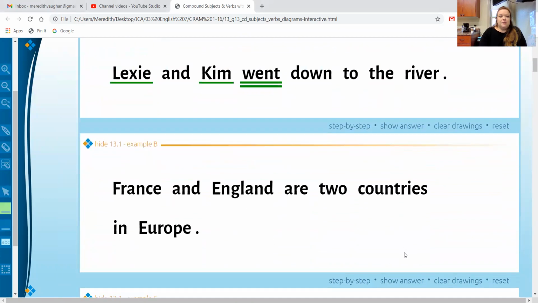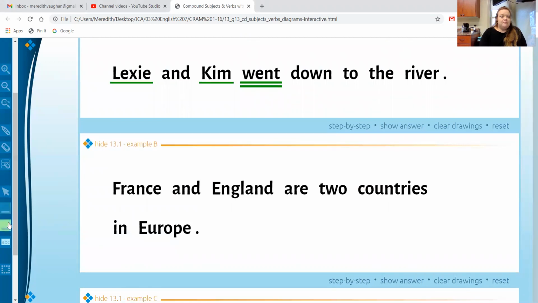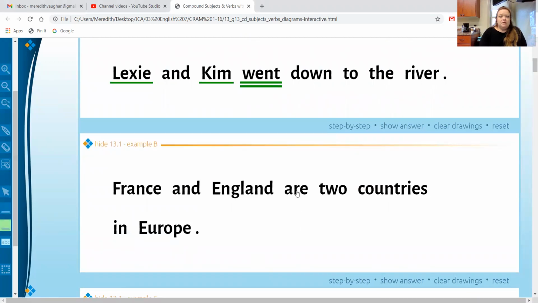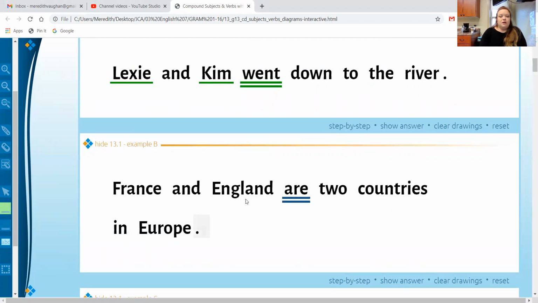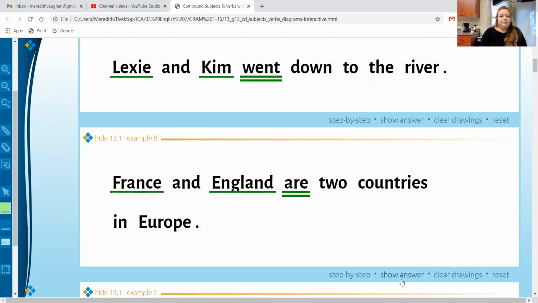All right, another example. France and England are two countries in Europe. So again, we have a being verb. You have are, which is one of your linking verbs. So who or what are? France and England are. Of course, I underlined those up backwards. But you can see that you have a compound subject. Both of these countries are in Europe.